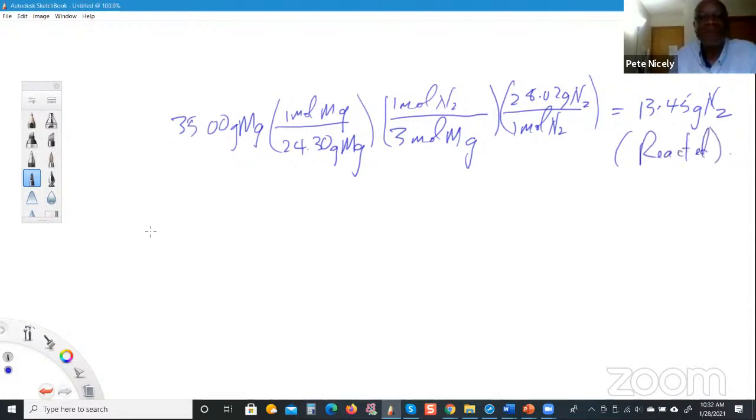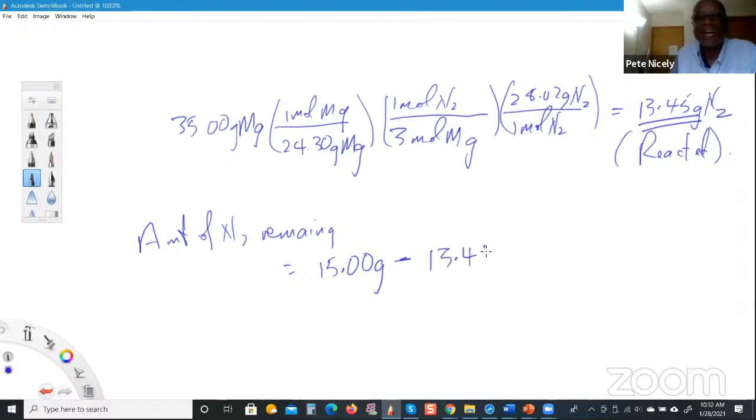But the question is asking for the amount of nitrogen that remains. So the amount of nitrogen remaining would be equal to the amount of nitrogen that you started off with, which is the 15.00 grams, minus the amount of nitrogen that reacted, which is the 13.45 grams, and that gives you, according to my calculations, 1.55 grams of nitrogen.